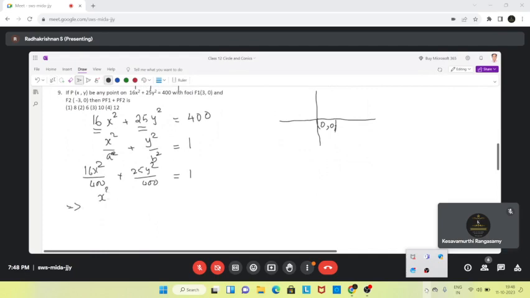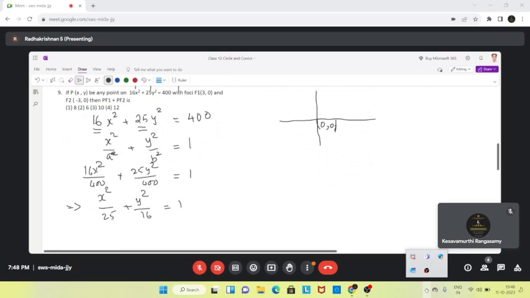That is x square by 25 plus y square by 16 equal to 1. Okay. So now you see A is 5 and B is 4, right? Because A square is 25, B square is 16. So now you see which is the major axis?